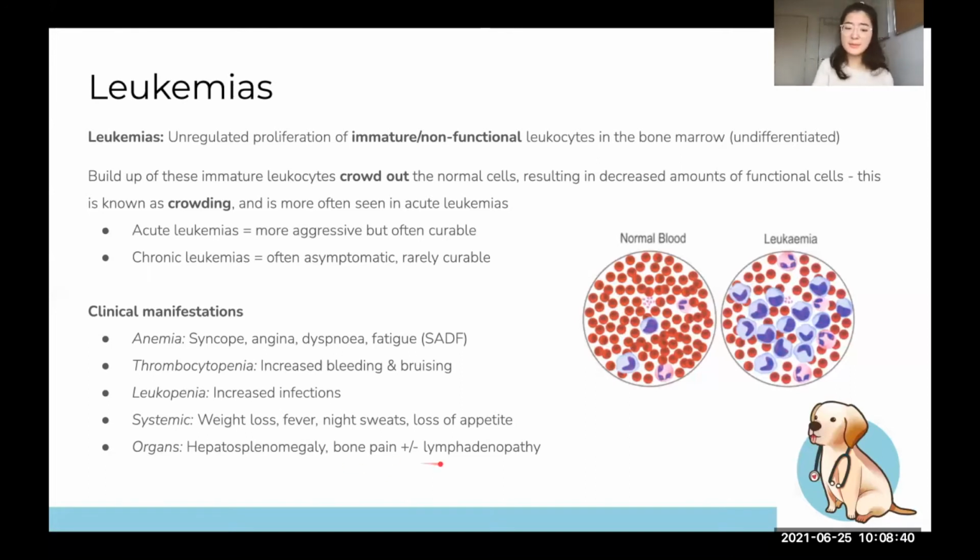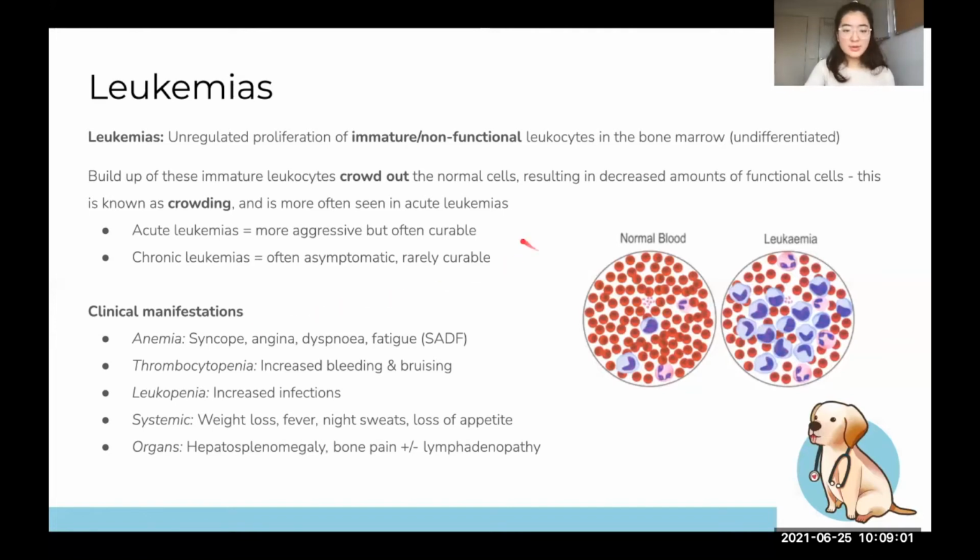In terms of bone pain, that's just because you have a malignancy in your bone marrow, so that's expected. Lymphadenopathy just depends whether or not the cancer has metastasized to your lymph nodes. That will be a more progressed malignancy rather than early on.